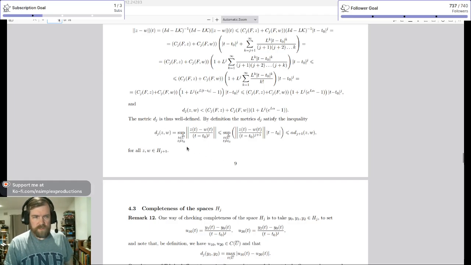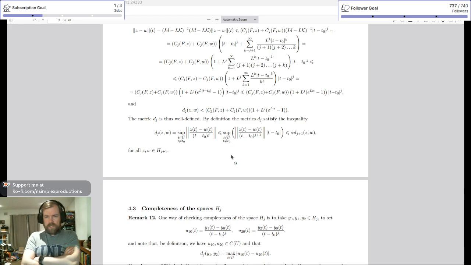of ZW is equal to the supremum where t is on u bar and not equal to t0. That is the same one we just had, less than or equal to the supremum as t is on u bar and not t0. It's the exact same thing but multiplied by the absolute value of t minus t0. We're multiplying both top and bottom by t minus t0. That's fair enough. Must be less than or equal to.